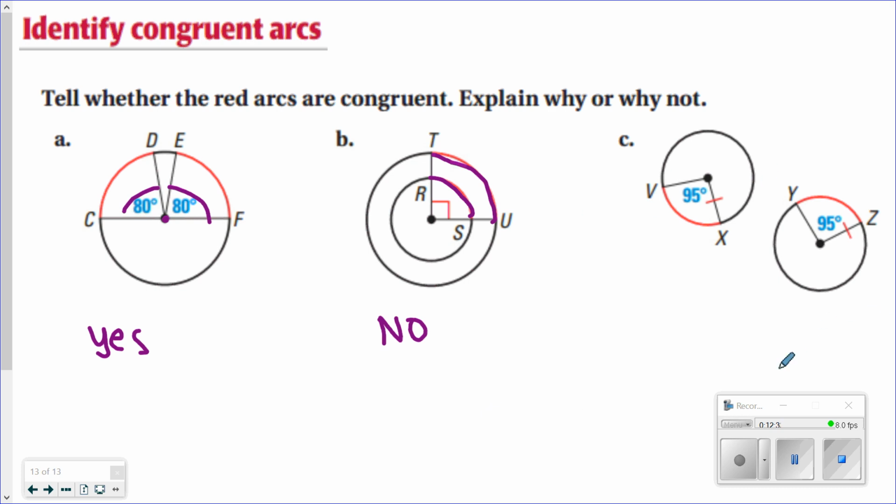And then how about C? Are these two arcs congruent? This arc and this arc? Yes or no? Well, this would be yes. Why? Well, these two circles are congruent, and we see that because they have the same radii. So since the radii are the same, and since the arc measures are the same, we can then say that those two arcs are congruent.